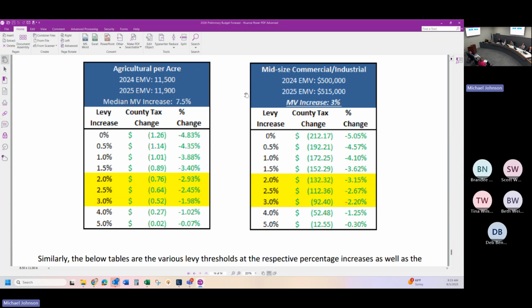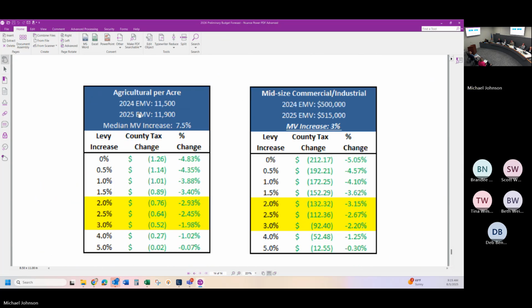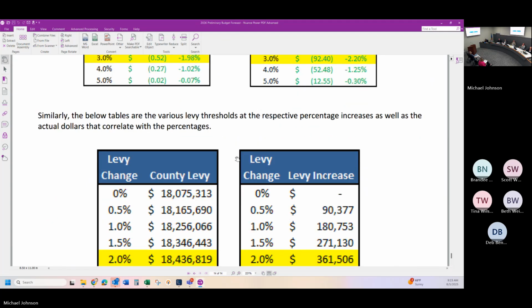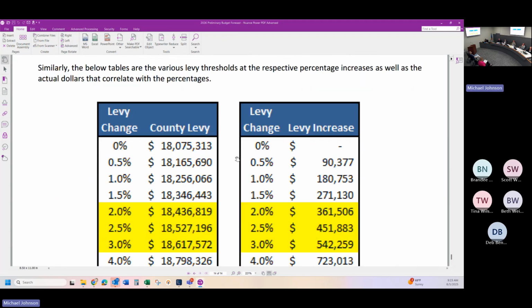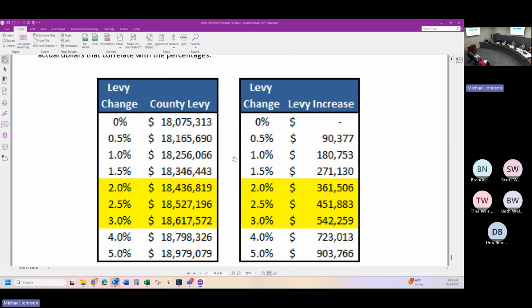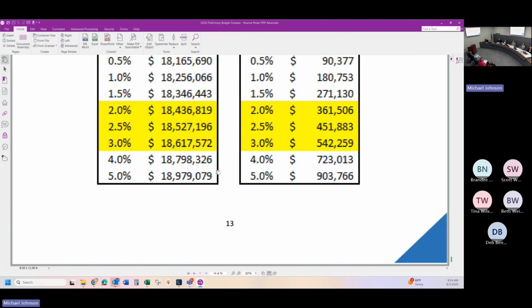On average, we're at 11.5, assumed to be 11.9 for 2026. What all those levy breakpoints are in real dollars and in terms of percentage increase as well, just for that check and reference point from one year to the next.